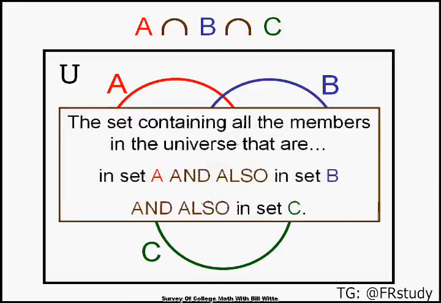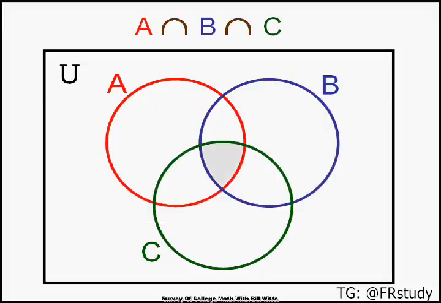In other words, I need all the members in the universe that are in A, and they also have to be in B, and they also have to be in C. Think about it. That's the only portion that's in all three, isn't it? A, B, and C. That's what it means to be the intersection of three sets.